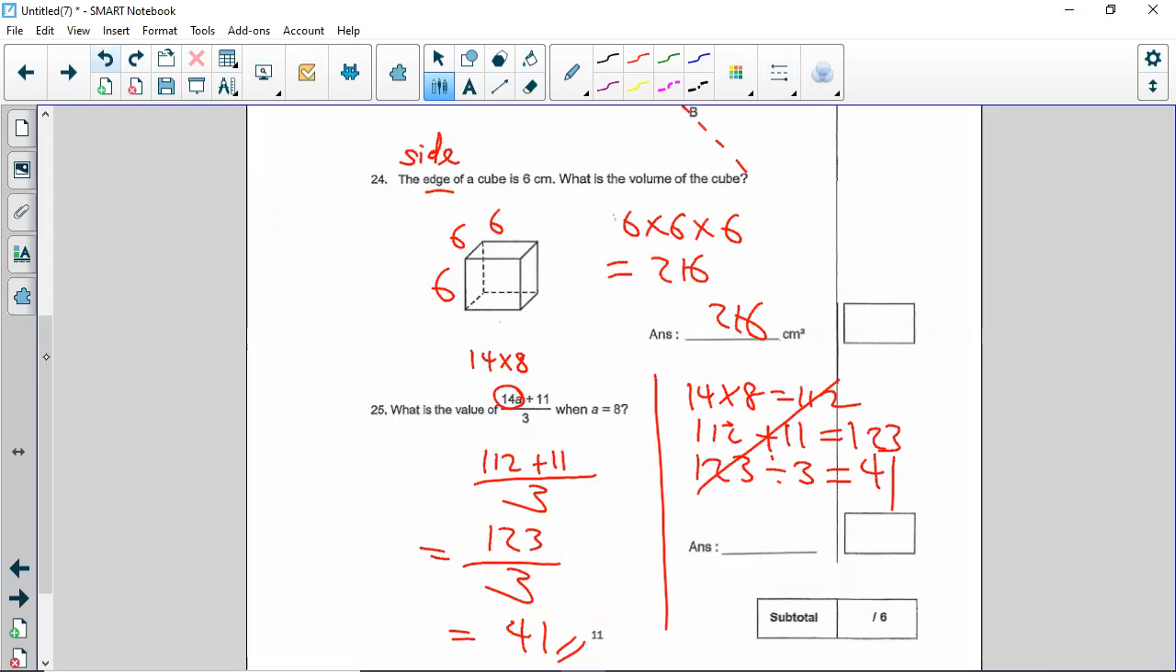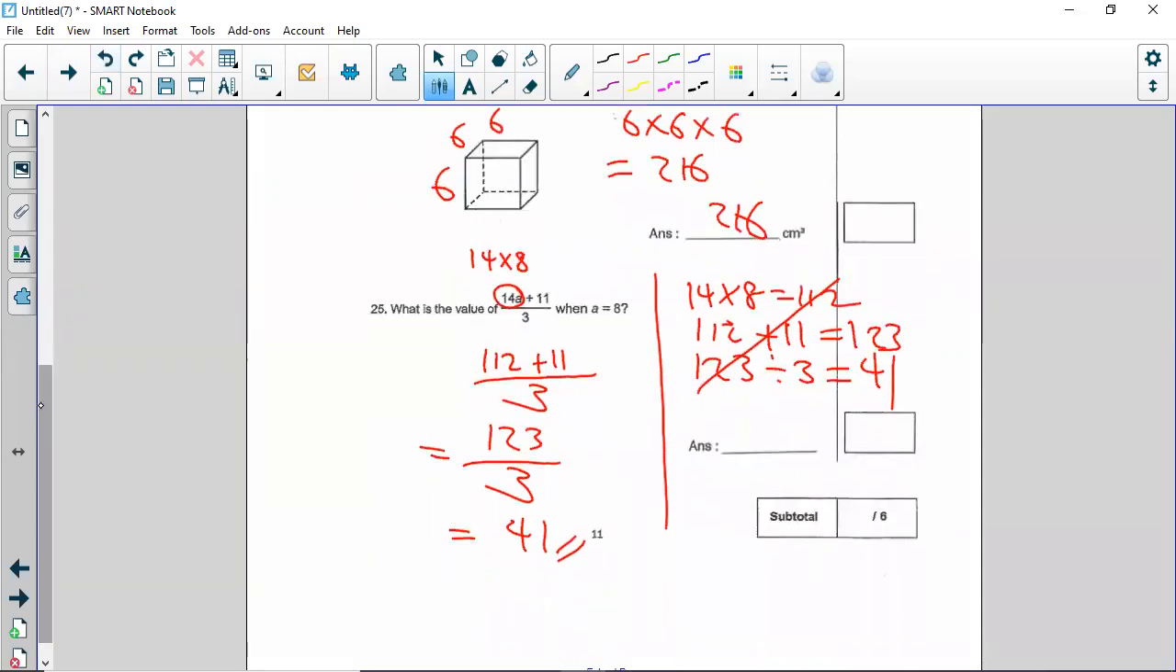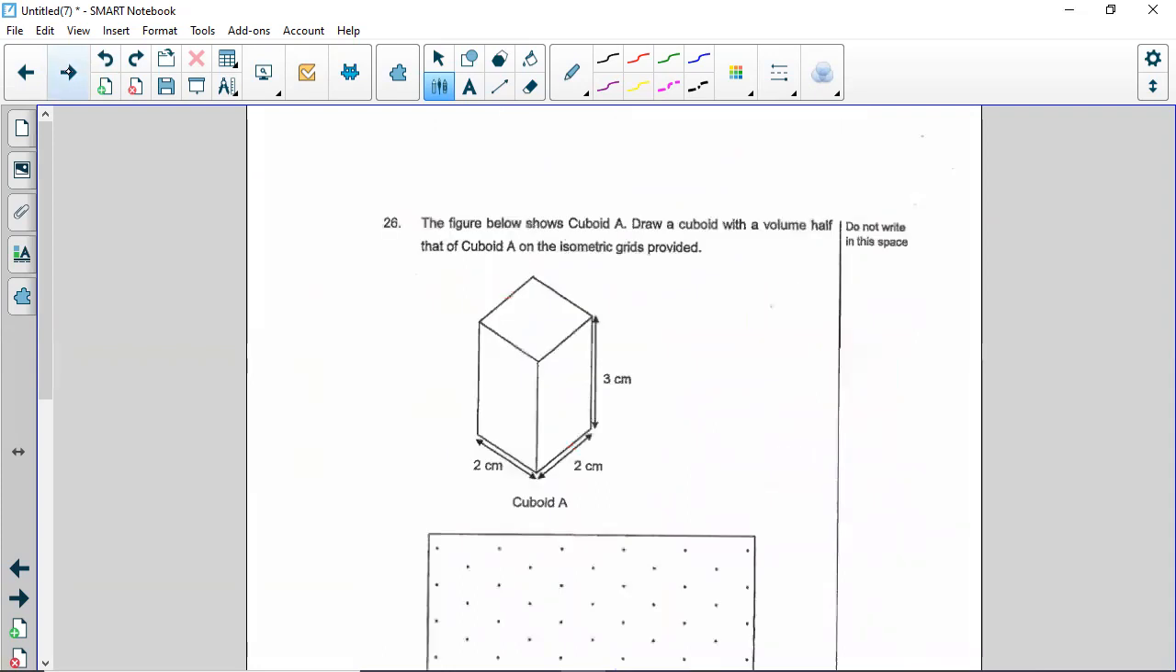Okay, so put everything together. Question 26, right? We are ending quite soon already. This is quite a simple paper. Now, the figure shows cuboid A. Draw a cuboid with a volume half of cuboid A on the isometric grids.